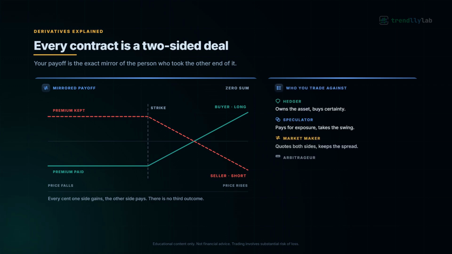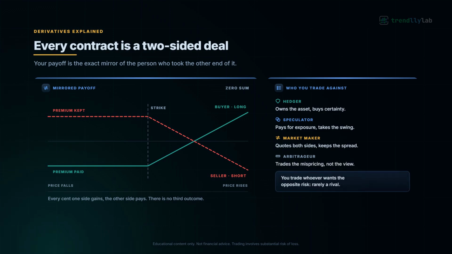Who you trade against. A hedger owns the asset and buys certainty. A speculator pays for exposure and takes the swing. A market maker quotes both sides and keeps the spread. And an arbitrageur trades the mispricing rather than the view. You trade whoever wants the opposite risk and rarely a rival.